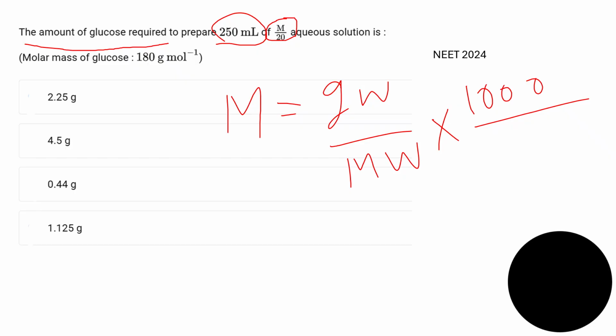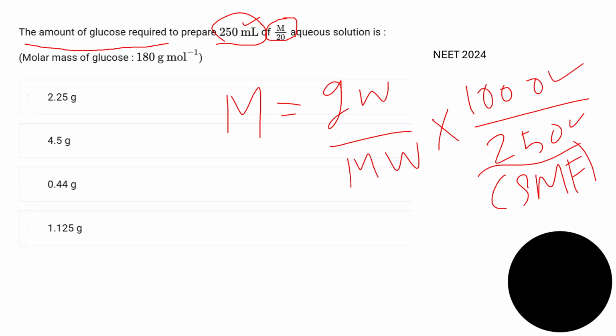It can be a 100 ml SMF, 250 ml SMF, 500 ml SMF, anything. That value should be substituted in this place: 1000 divided by the SMF, the standard measuring flask, or any measuring flask. Here it is mentioned as 250, so I am taking 250. This is a general formula. From this formula we can solve this easily.